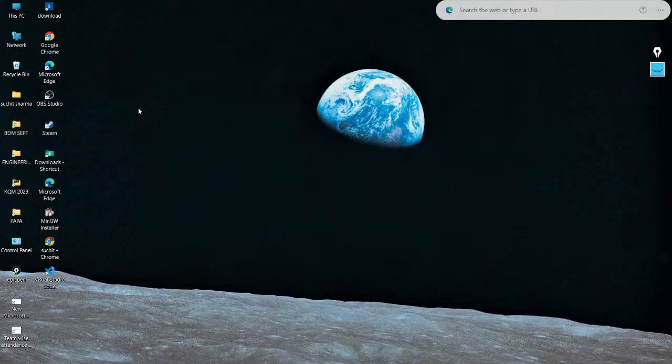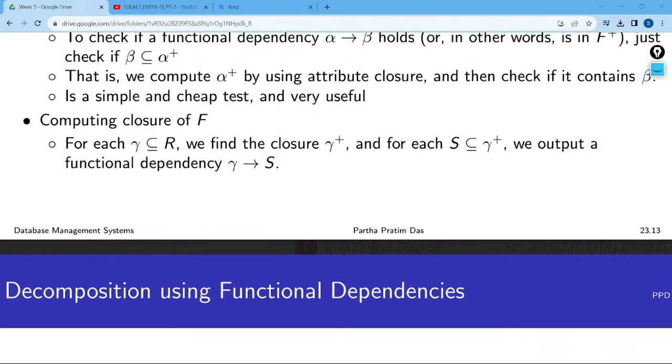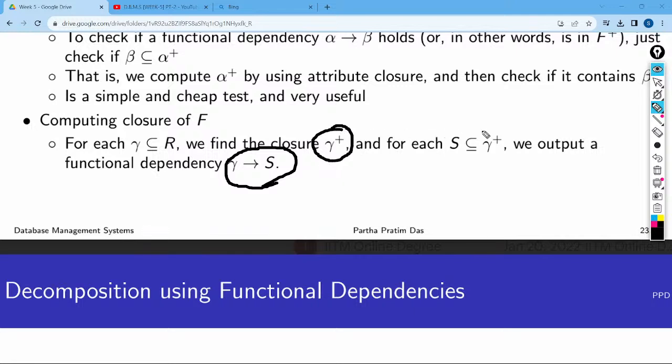Computing closure of F. For each gamma that is a subset of relation R, we find the closure gamma plus, and for each S that is a subset of gamma plus, we output the functional dependency gamma arrow S. Basically, we are checking for functional dependencies. We find the closure set of gamma, and every time S becomes a subset of gamma plus, we say that gamma determines S.